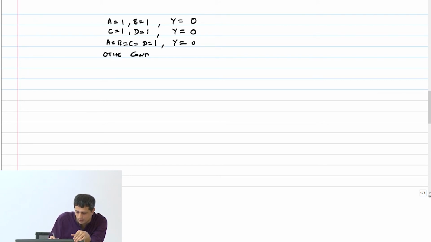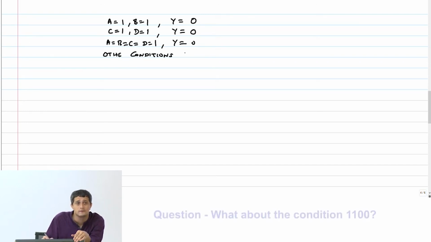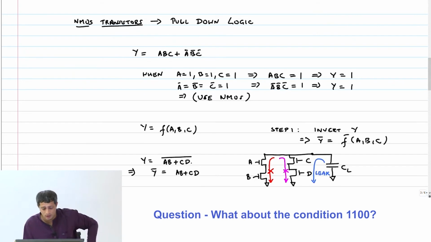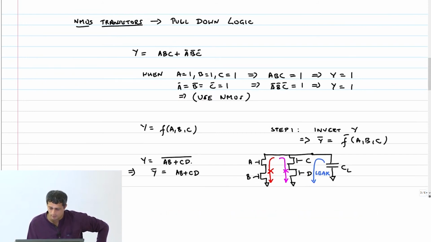Other conditions? Yeah, 1, 1, 0, 0. So, no. Sorry, can you tell me again? AB can be 1, 1 and the 0, 0 of the other thing. Yeah. Okay, so that's right.